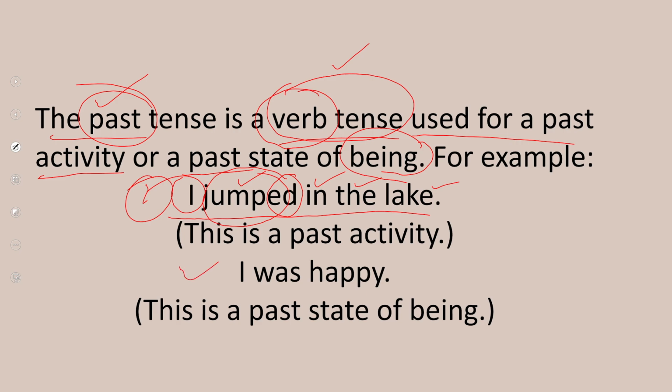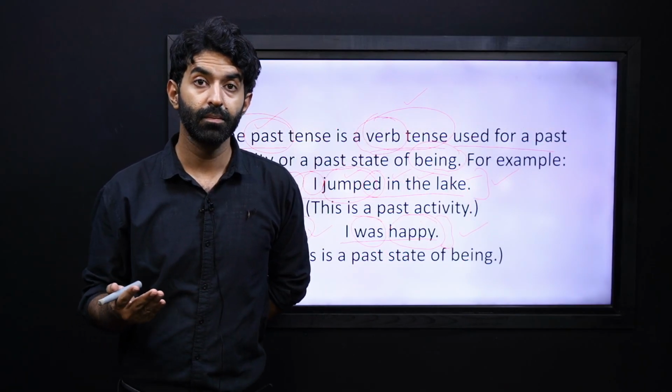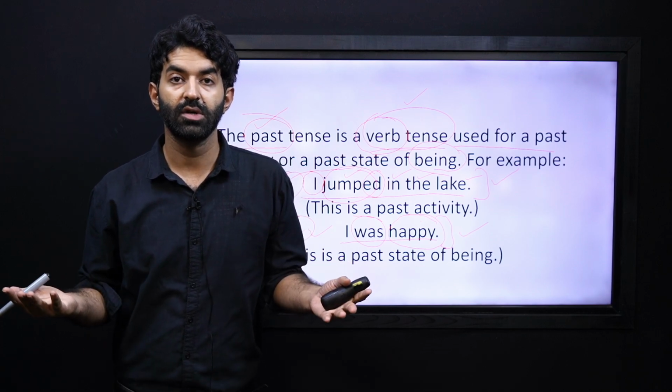Now, I was happy. Happy is our adjective. This part is our verb tense because there's an action. But here we just have a state of being. And what is the state of being? It's being happy, which is an adjective. So if we say I was happy, you are telling a state of being in the past. Why? Because we are using the helping verb was. And what are the helping verbs or auxiliaries? They are am, was, were, etc.